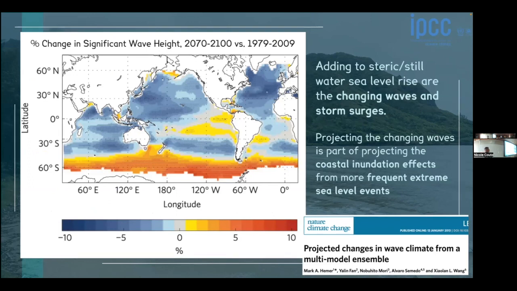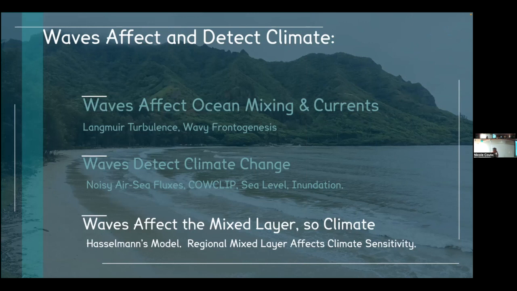And waves are part of the inundation cycle. So if waves are changing, then in all this blue part of the world where the waves are getting weaker, inundation might not be so bad because the waves are weakening at the same time as the sea level is rising. Whereas in the Southern Ocean, the waves are getting stronger and the sea level is rising. So you can put that into assessing the impact. Okay, so waves can help us detect climate change, and they're part of the climate change impact.